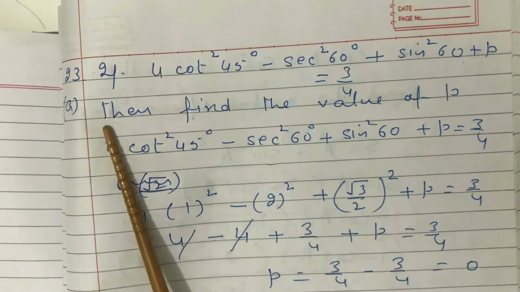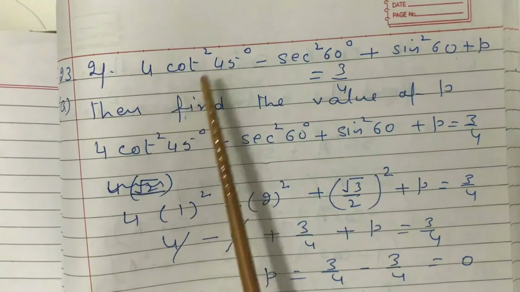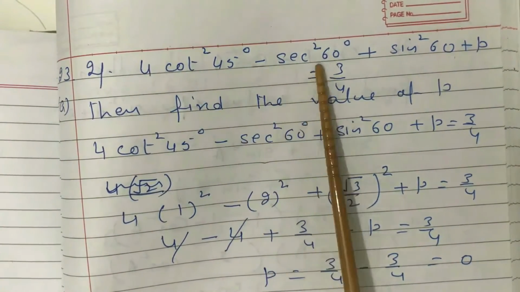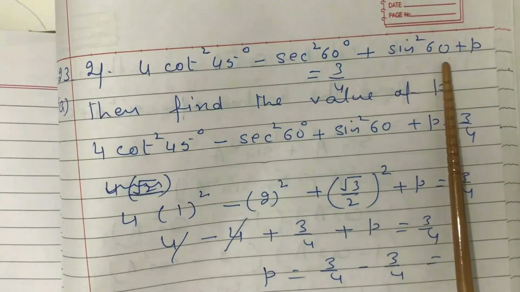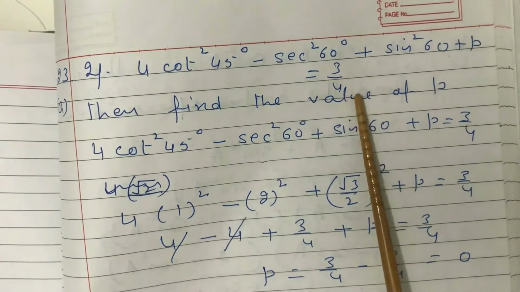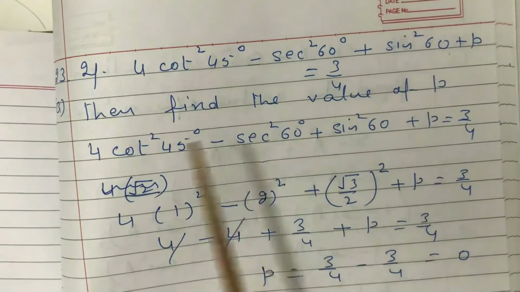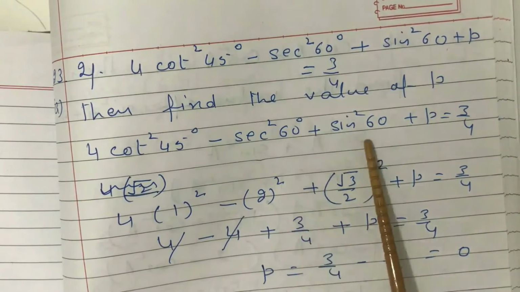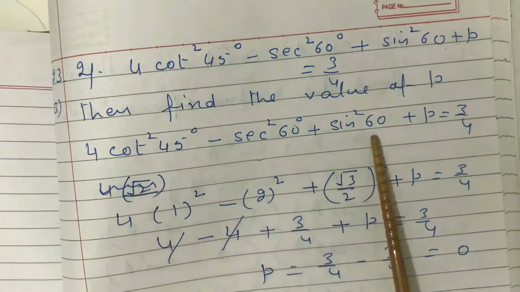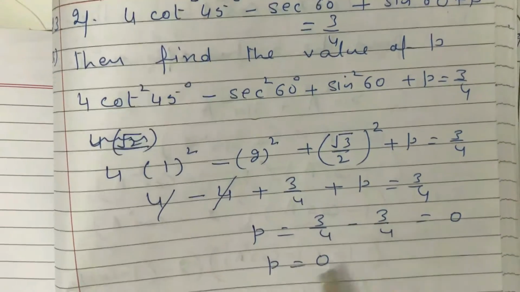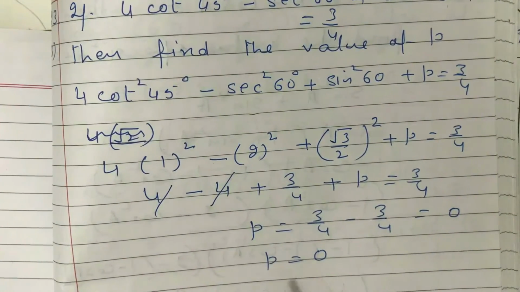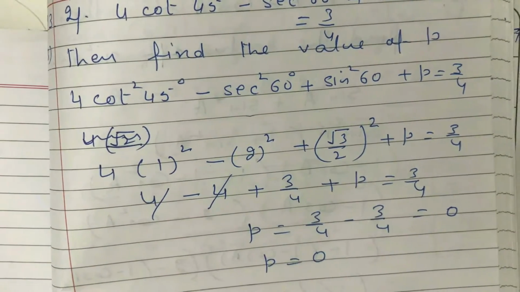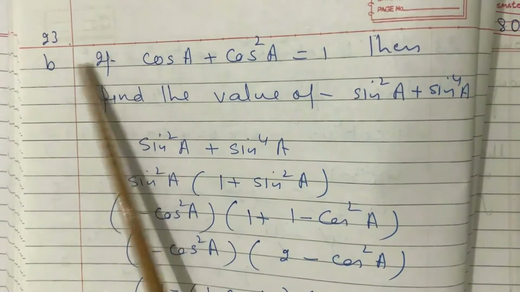Now 23rd question A part. If 4 cot square 45 degrees minus sec square 60 degrees plus sin square 60 degrees plus P is equal to 3 by 4, find the value of P. So you know the value of cot 45 degrees, sec 60 degrees, sin 60 degrees. Substitute those values and calculate it. You will get P is equal to 0. So that is the answer.